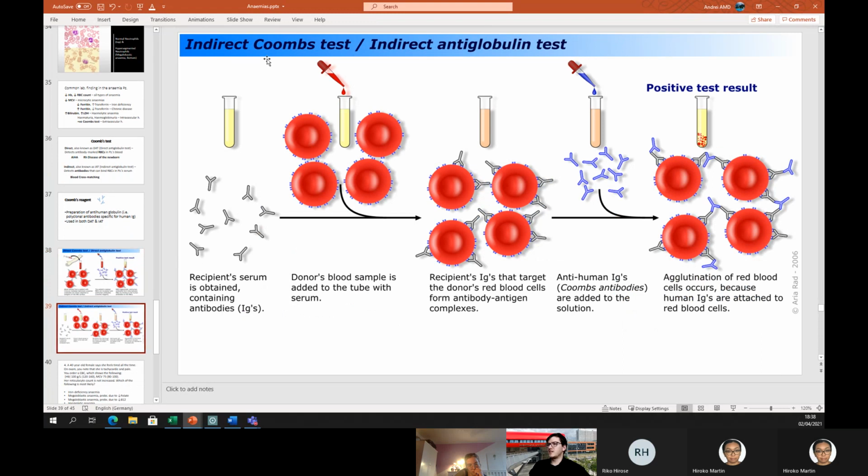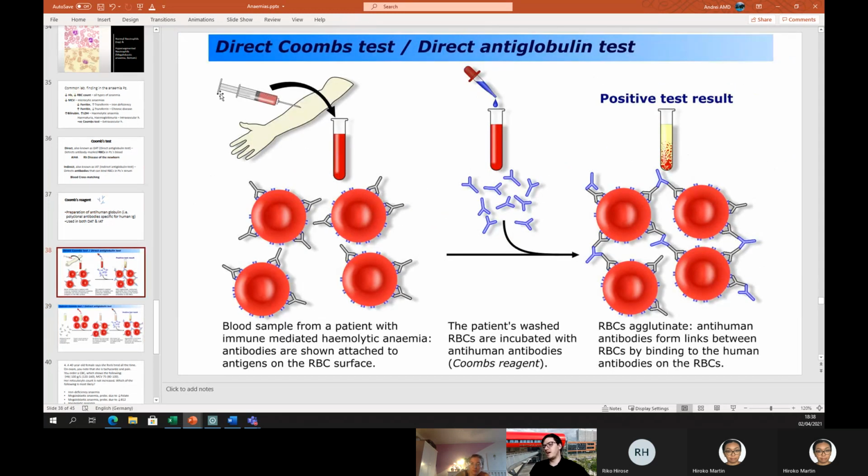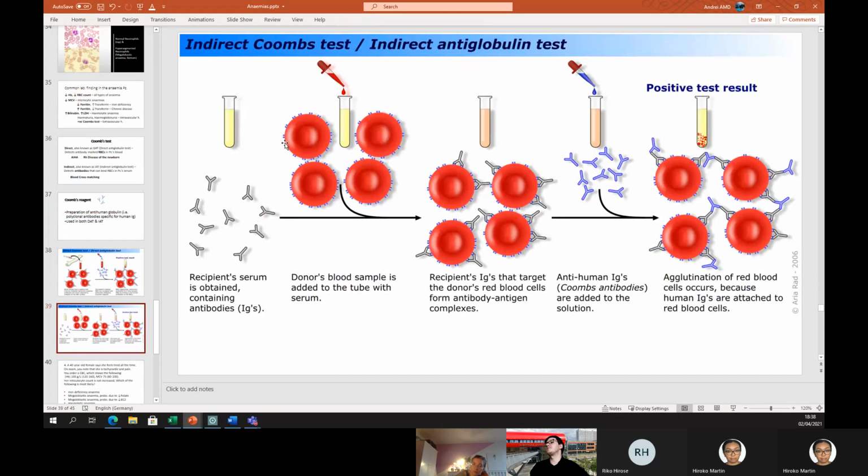Then there is also the indirect Coombs test. This is used, as I said before, in case you want to do a cross-matching. And in here, we just take the serum. This time, we don't take the blood. We take the serum from the patient. We put a little bit of donor blood to have some red blood cells.